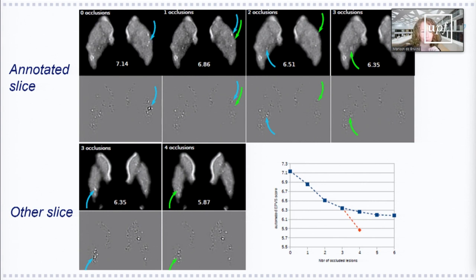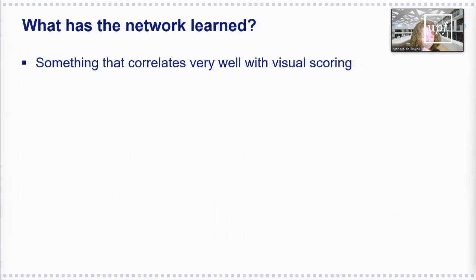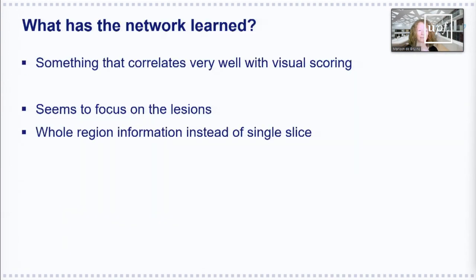So our model has detected lesions actually, so it's trained on the number of lesions in a single slice. It detects lesions throughout the image and then combines them to something that is quite closely predicted to the number of lesions in that single slice. So compared to the initial annotations, it does give you whole region information instead of single slice, and in a quite reliable manner.